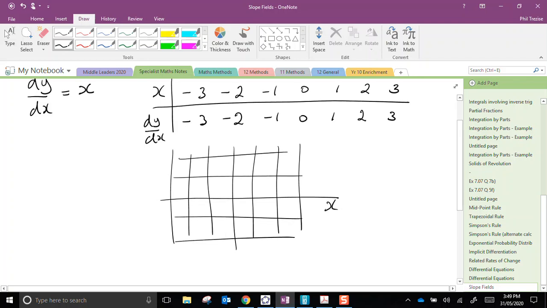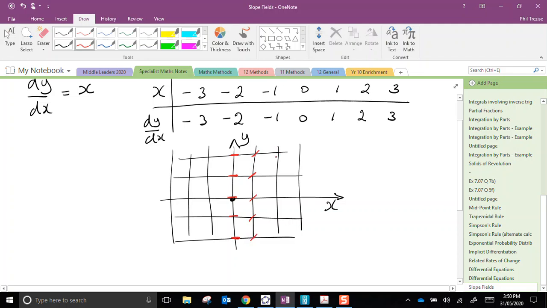It's a bit rough. There's my y-axis, there's my x-axis. So that's the origin there. Now, when x equals 0, the gradient of this field equals 0. So I'll put a short red line with 0 gradient everywhere where x equals 0. When x equals 1, the gradient is 1. So I'll put a short red line with a gradient +1.